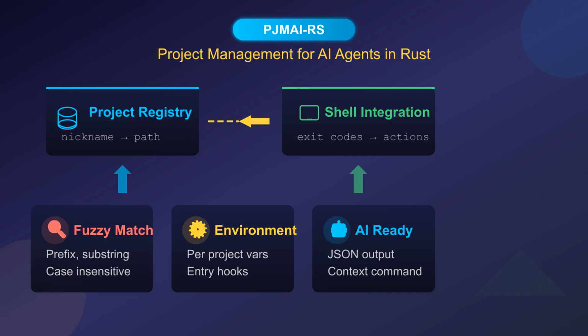PJMAI-RS is a Rust command line tool that manages your project directory registry. Give each project a short nickname, then switch instantly with chpj. It integrates with your shell through exit codes, so the parent process can change directories or source environment files.